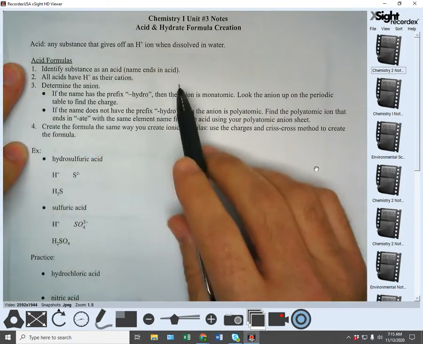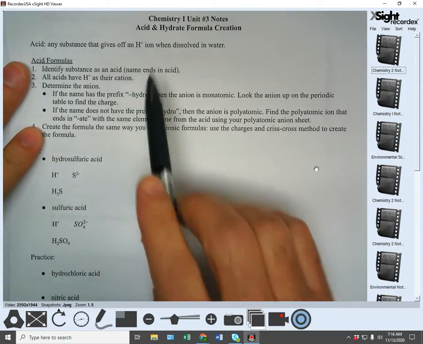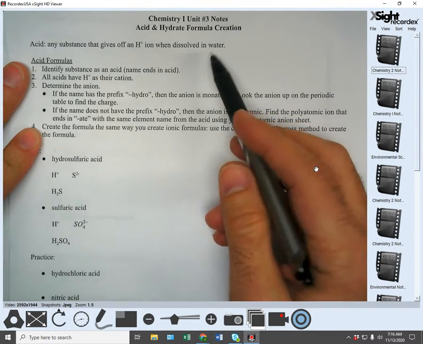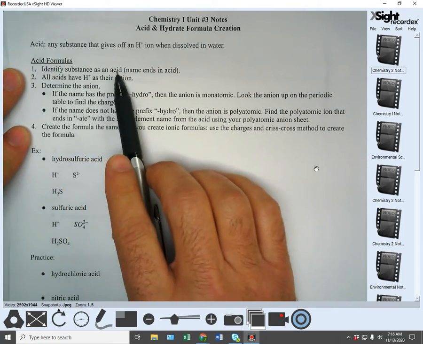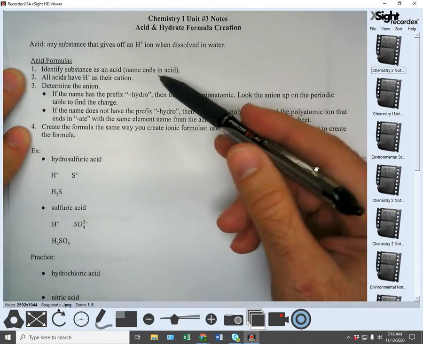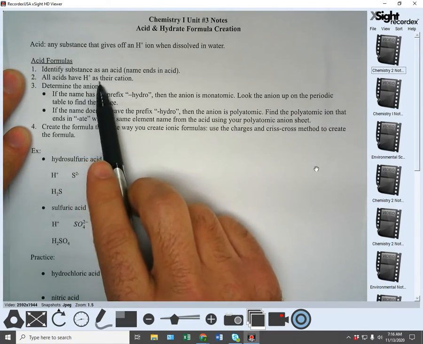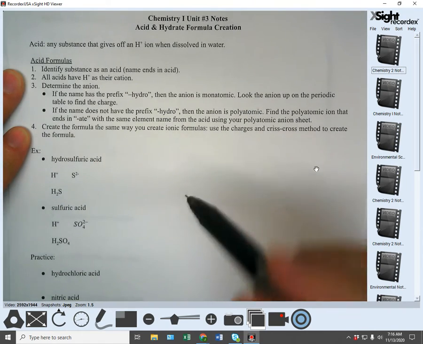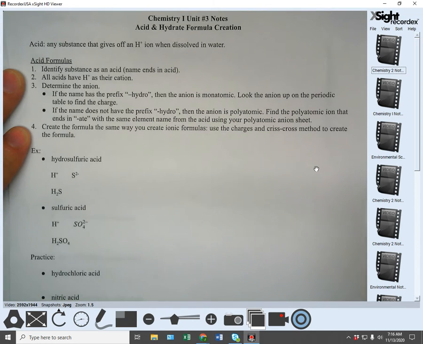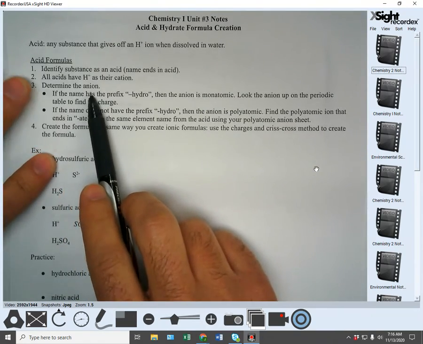So for the acids, we've got an acid as a definition is any substance that gives off hydrogen ion when dissolved in water, when dissociated. Acid formulas identify the substance as an acid, which should be very easy because the name will end in acid. All acids have hydrogen as their cation, H plus 1. So that means if it's an acid, you are automatically going to start with a hydrogen as the positive ion. You have to figure out what the anion is.